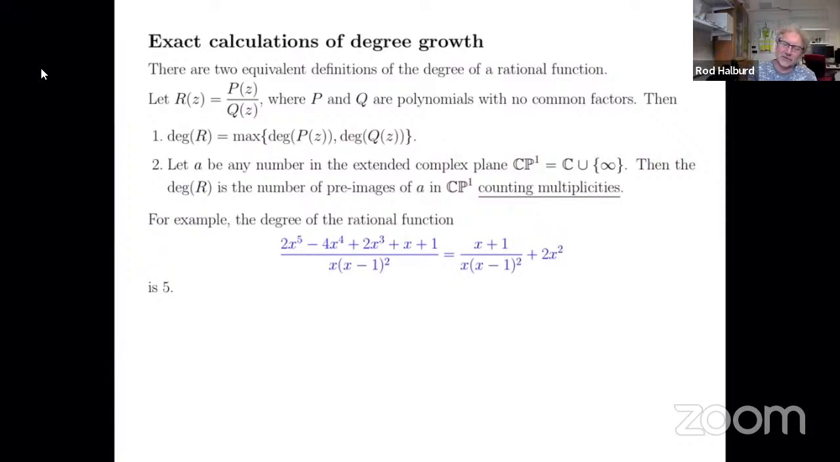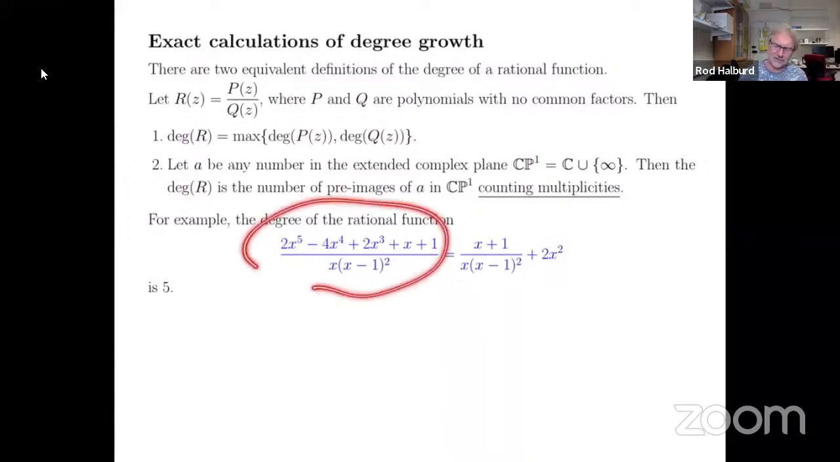So just one kind of trivial thing: if you have a rational function, a ratio of two polynomials with no common factors, then there are two equivalent notions of degree. One is just the maximum of the degree of the two polynomials, and the other, thinking of the rational function as a map from the complex sphere to itself, is the number of pre-images, counting multiplicities, of any value that you care to take on the sphere.